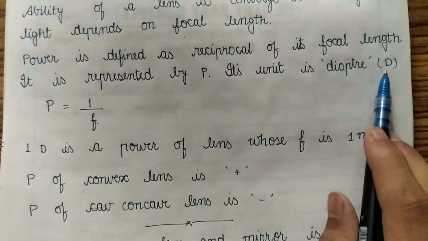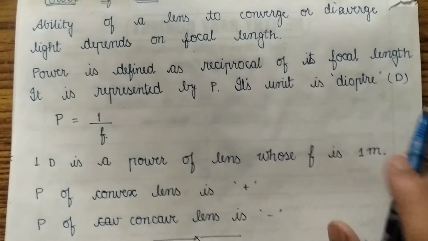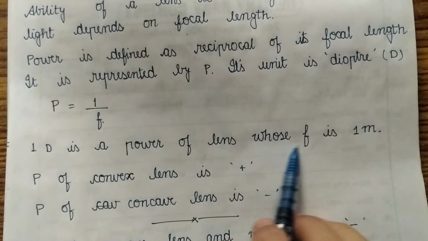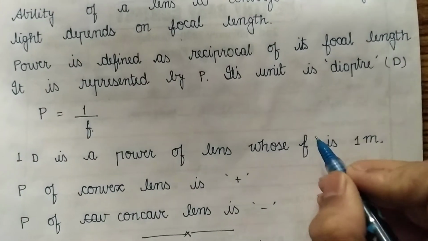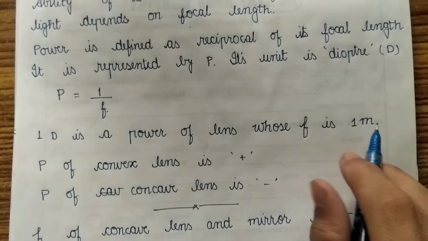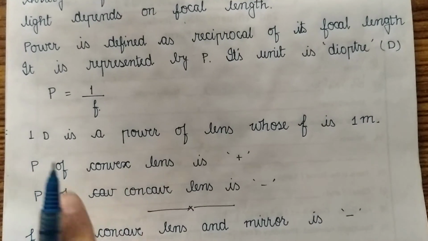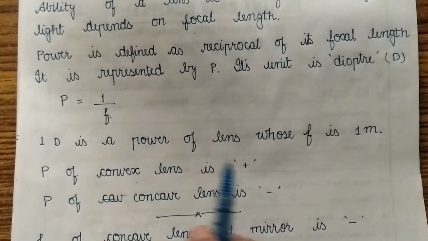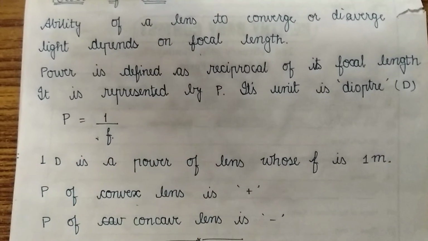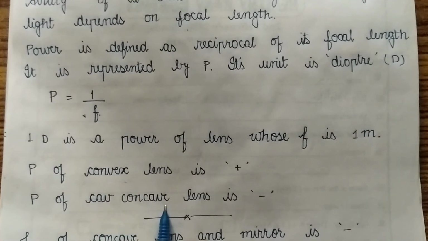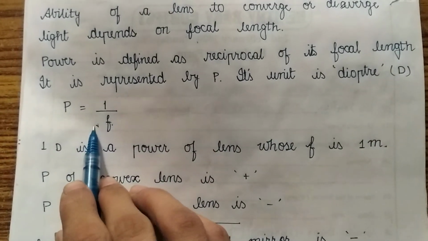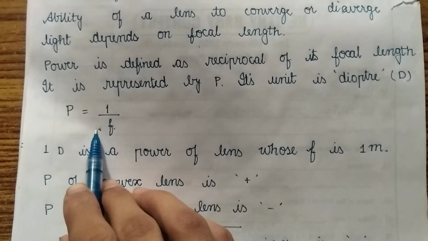Now we will see the definition of 1 dioptre. 1 dioptre is the power of a lens whose focal length, f, is 1 meter. Two things you have to remember. The power of a convex lens will always be positive since the focal length of a convex lens is always positive, and the power of a concave lens is always negative since the focal length of a concave lens is always negative.